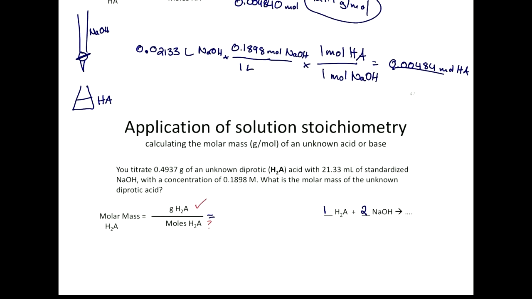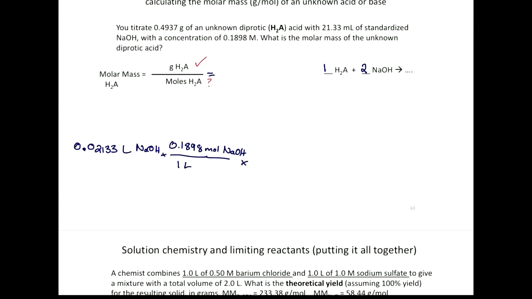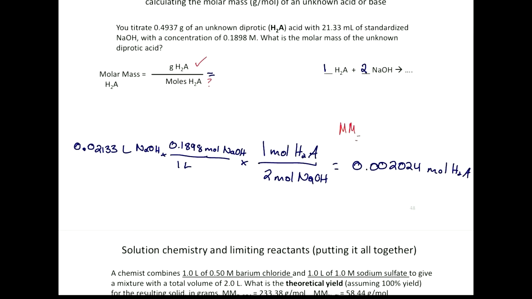So it's actually the exact same setup as the previous question. It's the same amount of base, the same concentration. The only difference is that we need 2 moles of sodium hydroxide to neutralize 1 mole of your acid. That's the only difference. So you'll see that the mole amount of acid is half of that of the previous question. So I think the amount is 0.002024 moles of H2A.